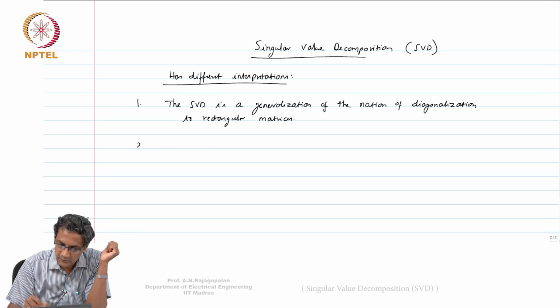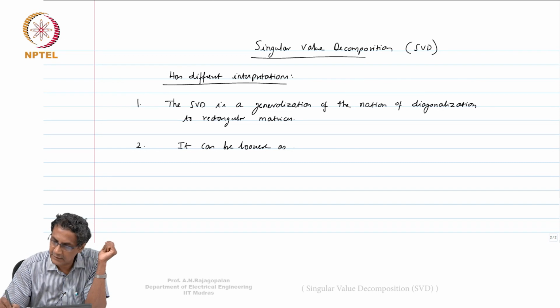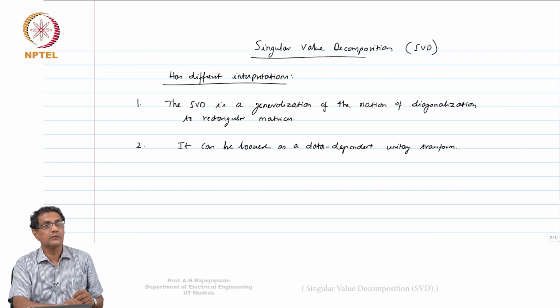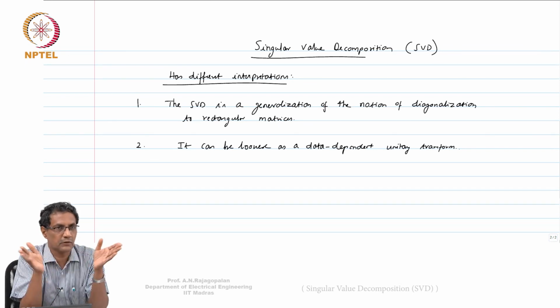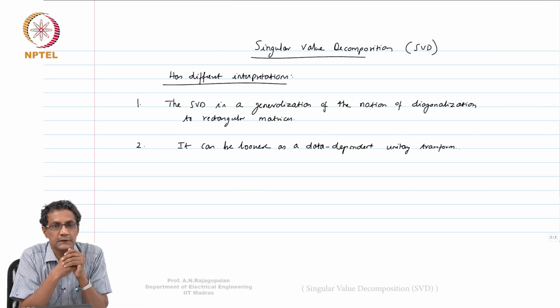Two, it can be looked upon as a data dependent unitary transform. This is another way to look at it: some kind of a data dependent unitary transform, which basically means that you should be able to expand a given image in terms of an orthonormal basis, but the basis images themselves would come from the image itself, just like in PCA.